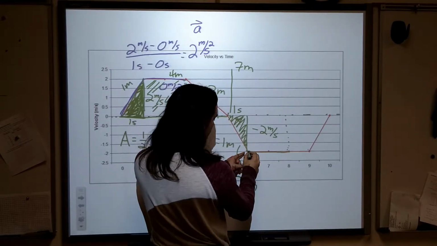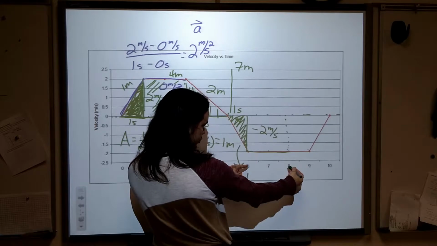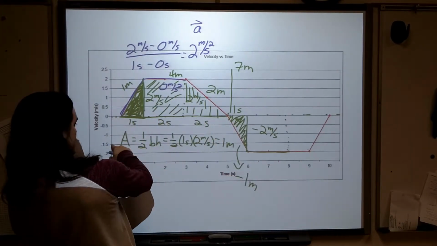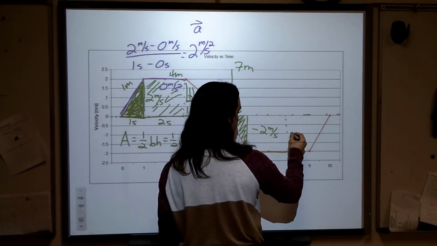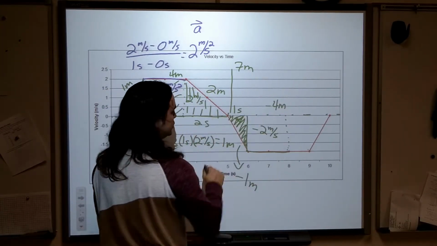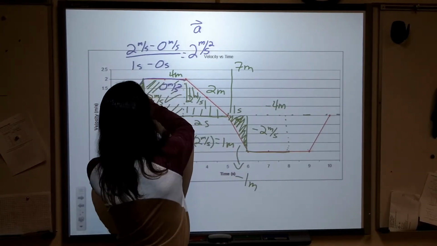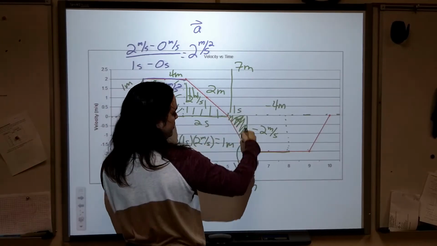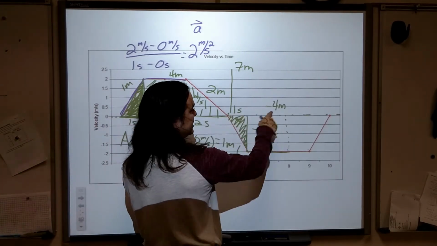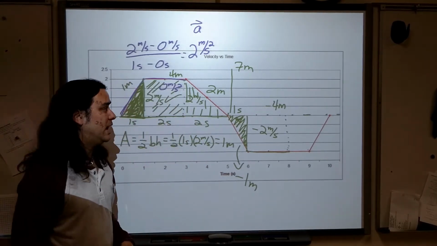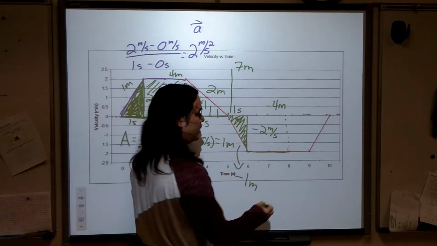So let's see, I've got a base of 2 seconds from 6 to 8, and I've got a height, if you will, of negative 2 meters per second. So if I do that right, that's negative 4 meters. So I went 1 meter forward, 4 meters forward, 2 meters forward. I ended up at 7 meters, and I backtracked 1 meter to 6. Now I've backtracked another 4, which puts me at positive 2.